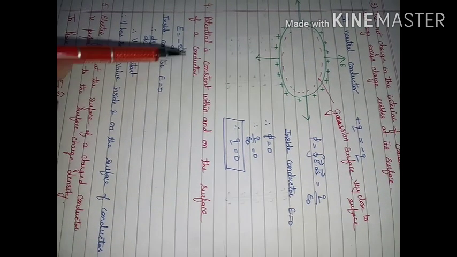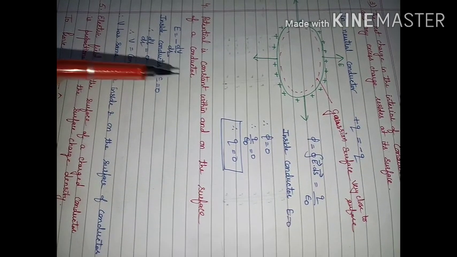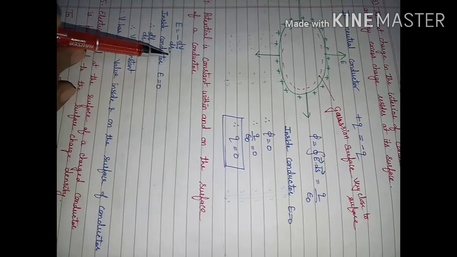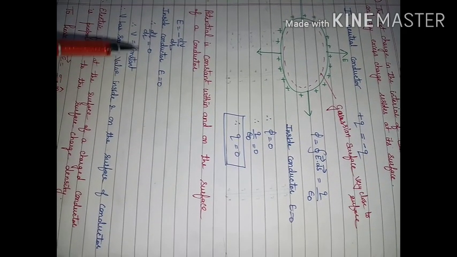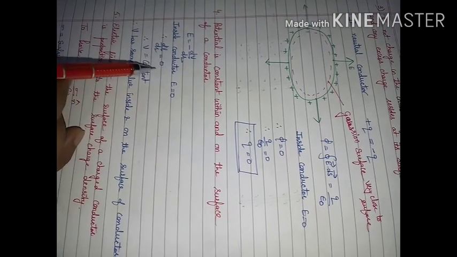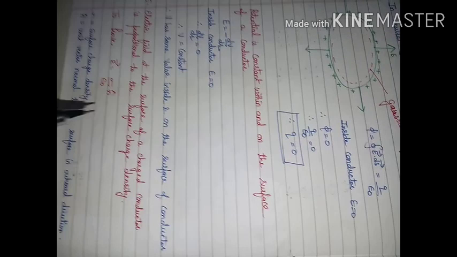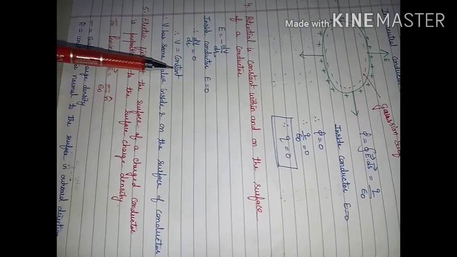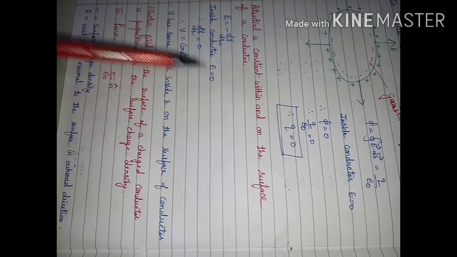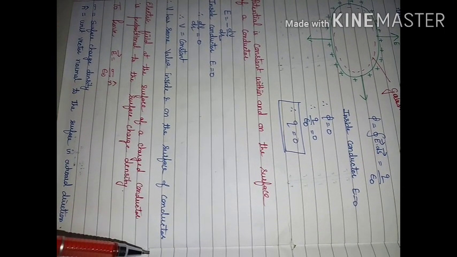Next point is that potential is constant within and on the surface of a conductor. This relation we have already derived: E is equal to minus dV by dr. Inside the conductor, E is 0, so dV by dr will become 0. If you integrate from here, we get a constant. So potential is going to be constant inside a conductor, but the field is going to be 0. So V has some value inside and on the surface of the conductor.